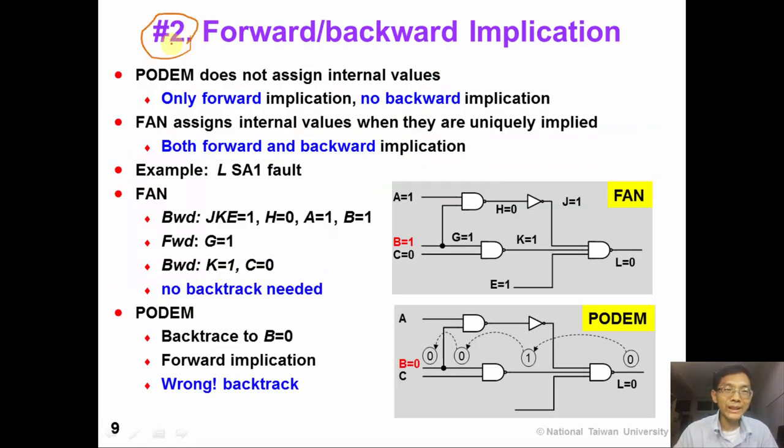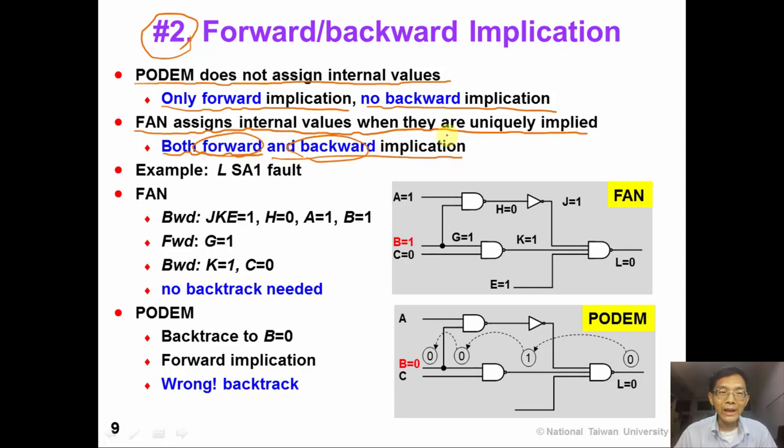Now let's move on to the second improvement. In the past, PODEM does not consider the internal value, so it only performs the forward implication but not the backward implication. However, FAN also considers the value of internal nodes, and it performs both forward and backward implication. In this way, FAN can collect more information about the circuit, so it can make more correct decisions.